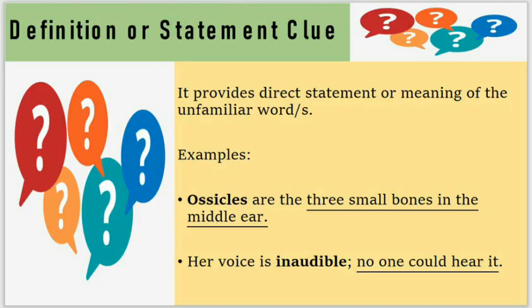The next type of context clue is definition or statement clue. It provides direct statement or meaning of the unfamiliar word or words. Example: ossicles are the three small bones in the middle ear. Notice that the word ossicles, which is in bold letters, is simply given a definition in the sentence: three small bones in the middle ear.